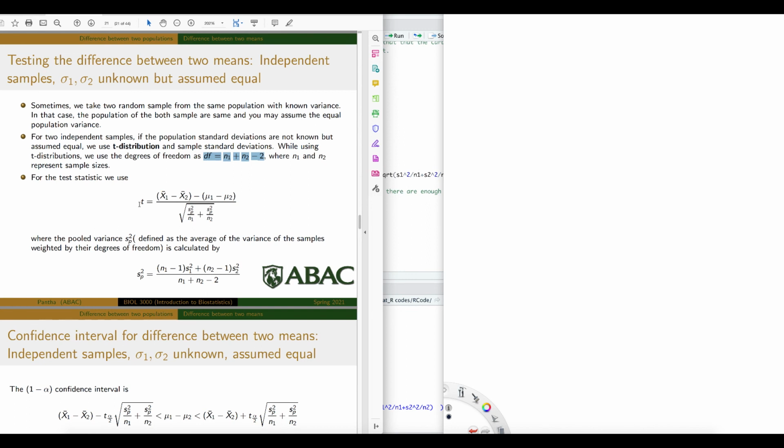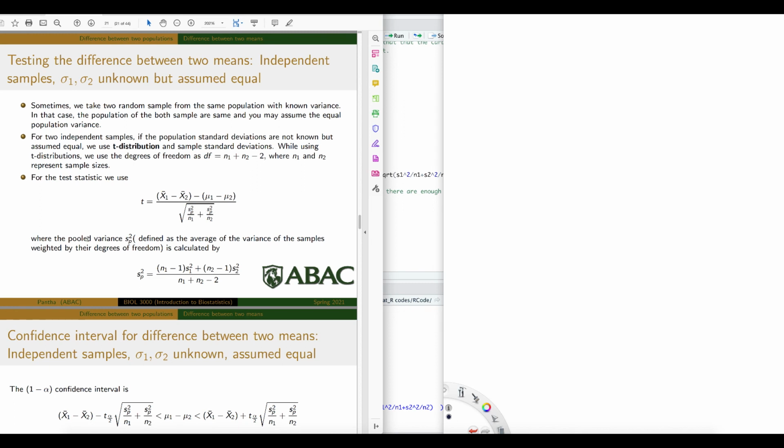This is the formula for the test statistic: x1 bar minus x2 bar minus (mu1 minus mu2), where mu1 minus mu2 is the value from the null hypothesis. Instead of s1 square and s2 square, or sigma 1 square and sigma 2 square, here we use sp square. sp is called the pooled standard deviation, so sp square is the pooled variance. This is the pooled variance, and this is also the pooled variance.